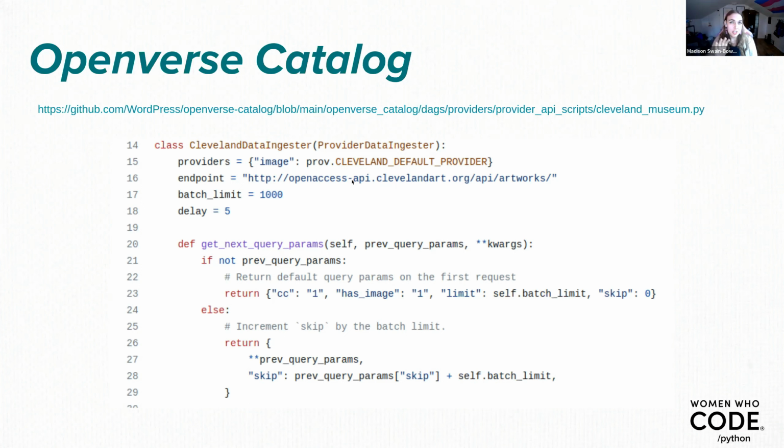We have a lot of machinery in the catalog for managing requests and for retrying if something were to go wrong. So there's not a lot of the nitty gritty in some of these code examples that I'm going to show, but the general concepts are still there.